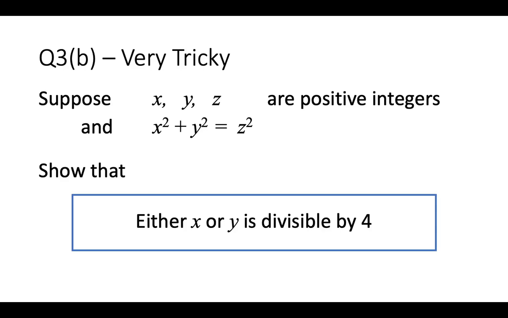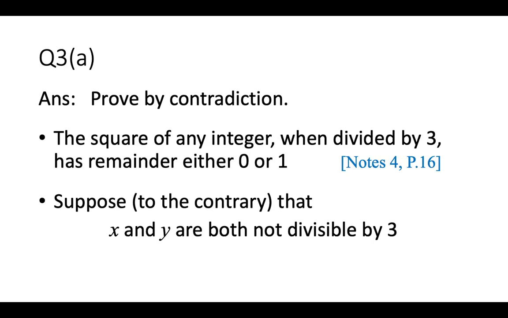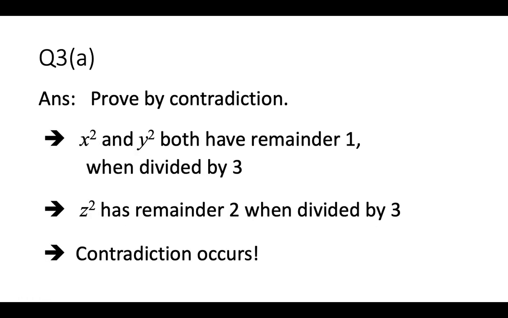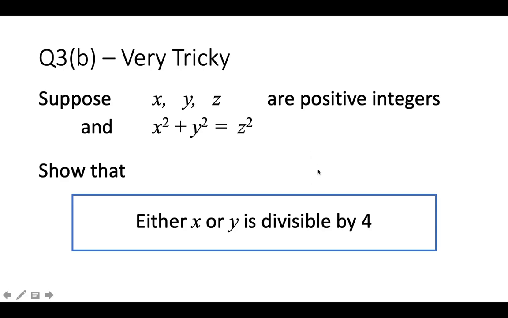Now we have another related problem. The question setting is the same, except that we want to show that either x or y is divisible by 4. Of course, we succeeded in showing divisibility by 3 by considering numbers based on the remainder after division by 3. But if you want to do the same thing here, you will hit some problem.